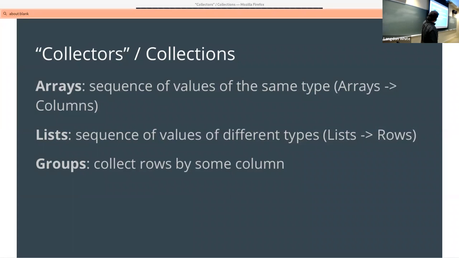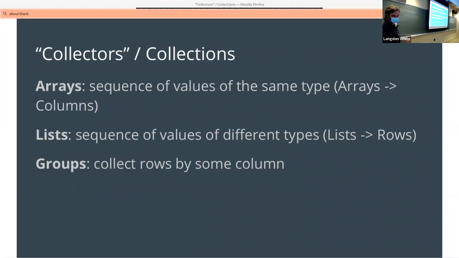And then groups, I just kind of want to mention here, even though they're not quite in this bucket, collect rows by some column. Arrays, lists, other things in Python like dictionaries, and there's a bunch of others too, are usually under the general category of what's called a collection. So that whole class of constructs are called collections.